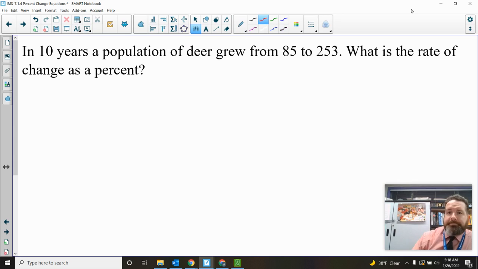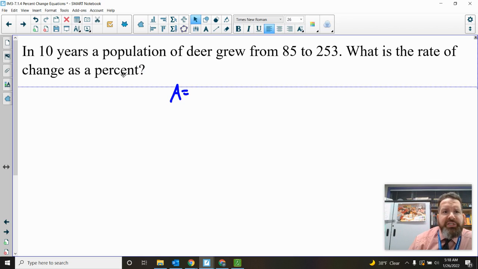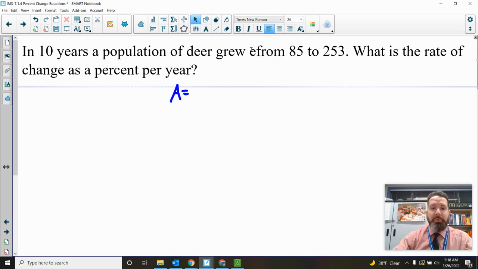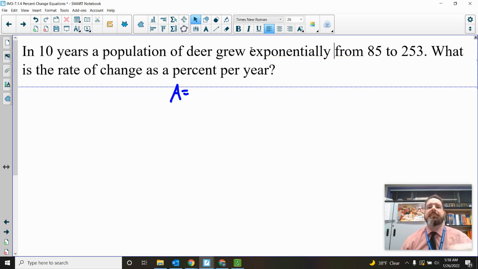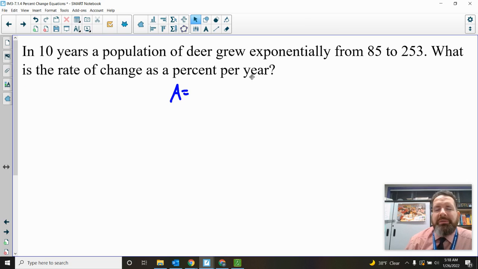Take a look through it. Okay, so it says, what's the rate of change as a percent? Gotcha. So we're looking at that exponential change because it's talking about percent of change. And actually, I'm going to amend this just slightly. Per year. I'm going to put another word in here, exponentially. Those two clarifications just make it clearer that we're using this percent change model. So ending amount is starting amount, 1 plus r to the t.